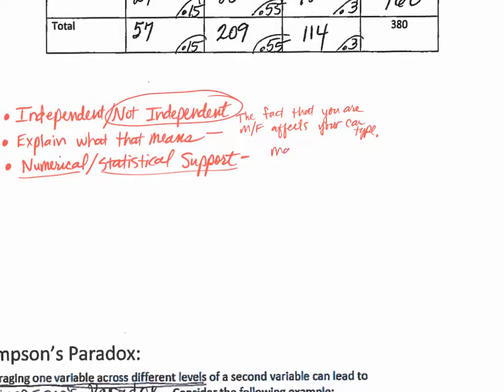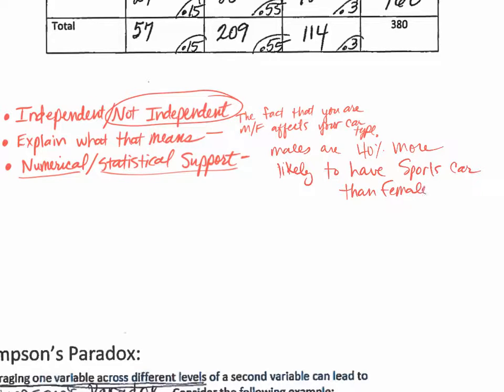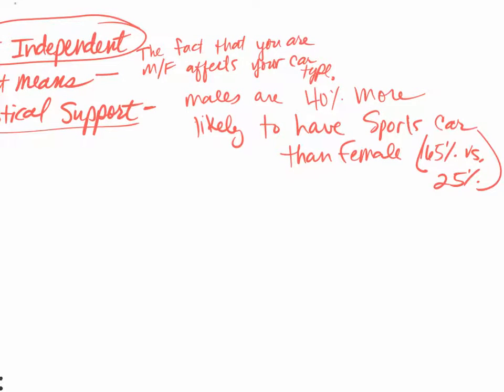So males are 40% more likely to have sports cars than females. I'm still going to put the numbers, because you don't know where that is: 65% versus 25%. Could you just say males are more likely to have sports cars than females and not put the numbers? Yes, the numbers are optional, but this you need to have.